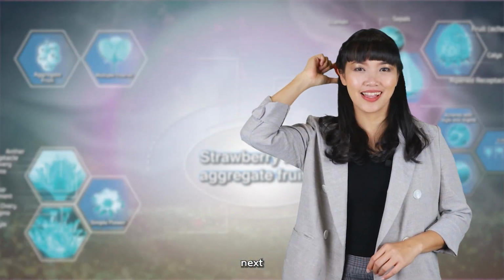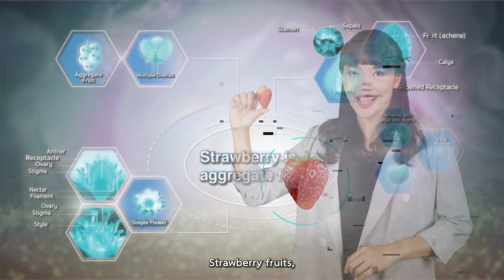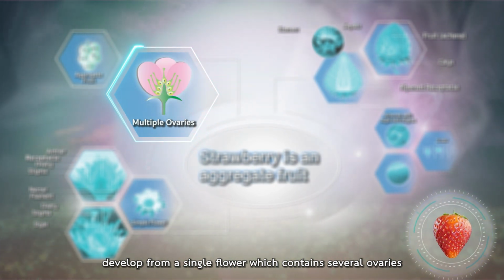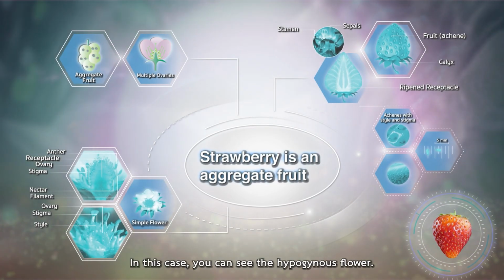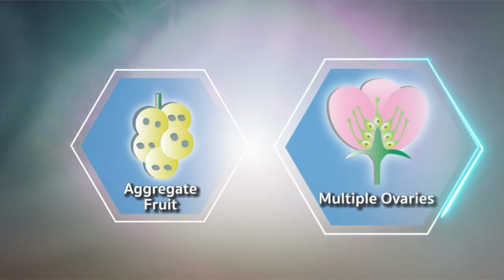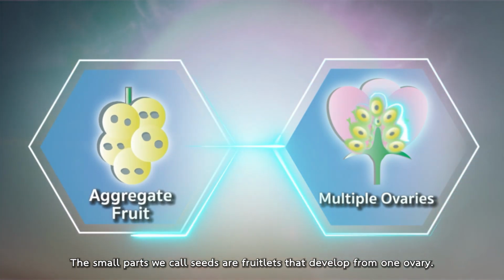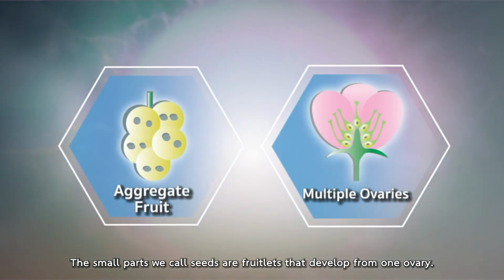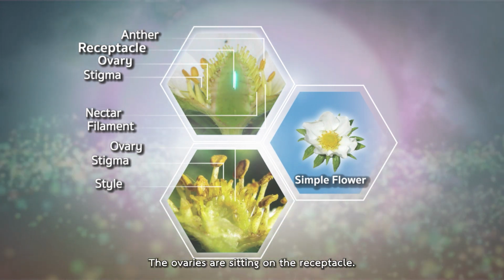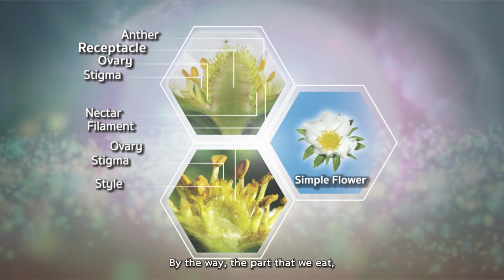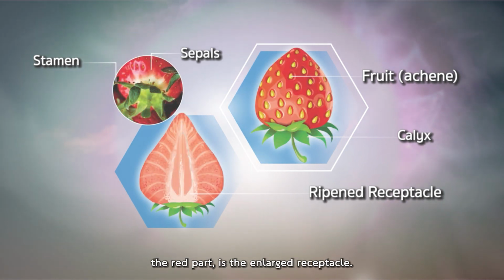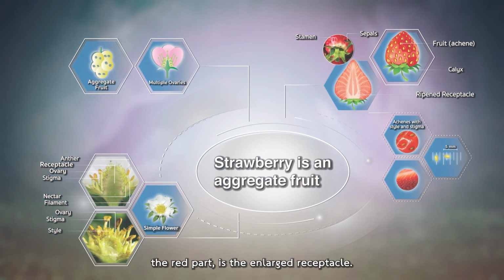Next, strawberry fruits develop from a single flower which contains several ovaries. In this case, you can see hypogynous flower. The small part we call seeds are fruitlets that develop from one ovary. The ovaries are sitting on the receptacle. By the way, the part that we eat, the red part, is the enlarged receptacle.